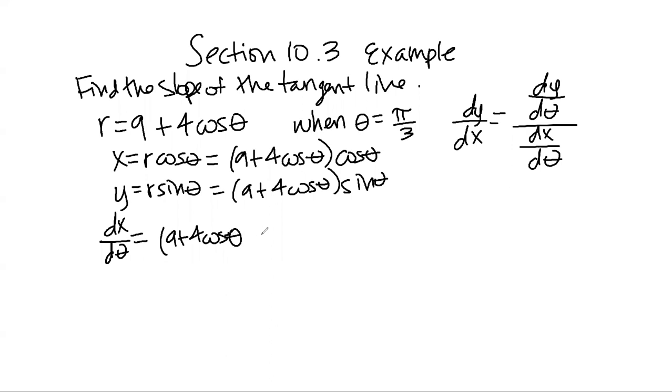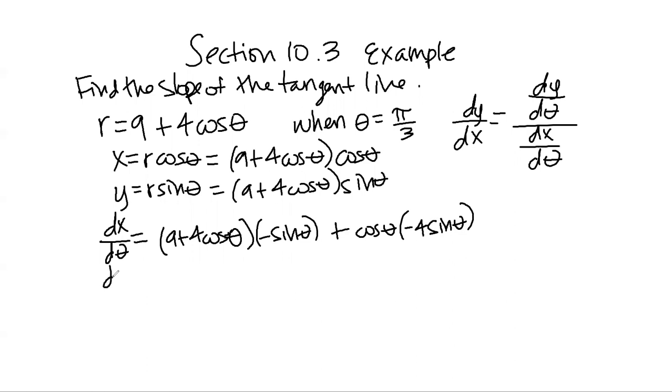9 plus 4 cosine theta. So that's the first times the derivative of the second plus the second times the derivative of the first. So what's the derivative of 9 plus 4 cosine theta? Well, the 9 goes away and cosine becomes negative sine. So we have negative 4 sine theta.